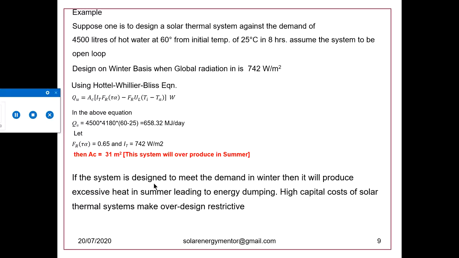We need to dump the system. So if the system is designed to meet the demand in winter, on the basis of this solar radiation intensity, this system will meet the demand in winter, but it will produce excessive heat in summer, leading to energy dumping.